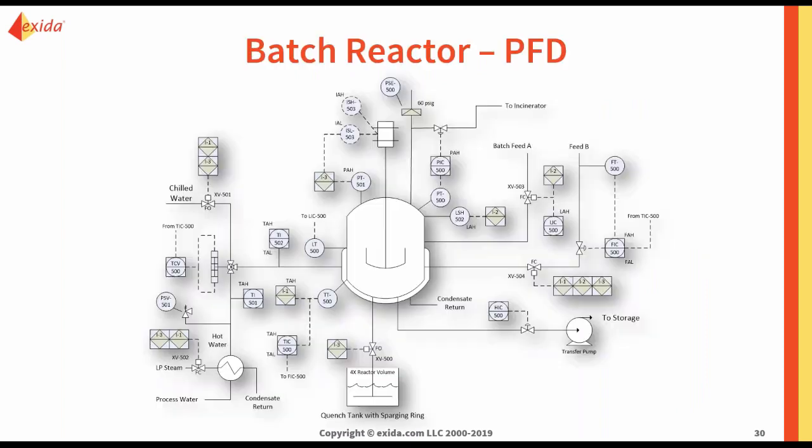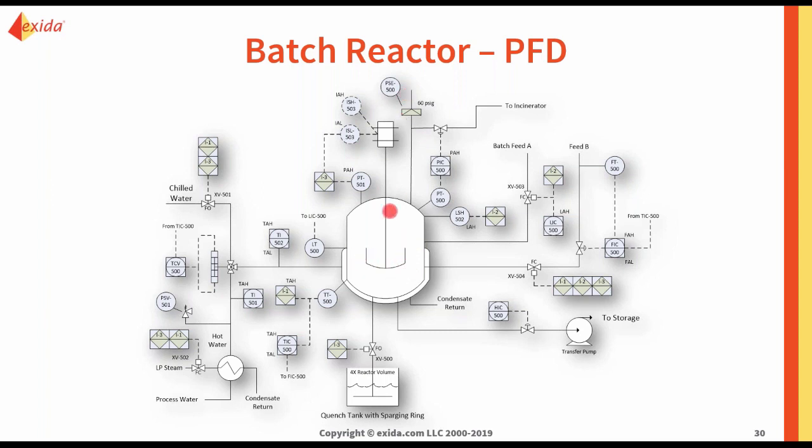So we have here a batch reactor, and I said it was simple. It looks like a lot's going on here. I'm going to use my spotlight to show you a couple of things that are going on with this batch reactor. And again, this is just a sample problem that we'll use here. So we have feed A coming into the reactor and feed B. They're both being used. You have an agitator here.